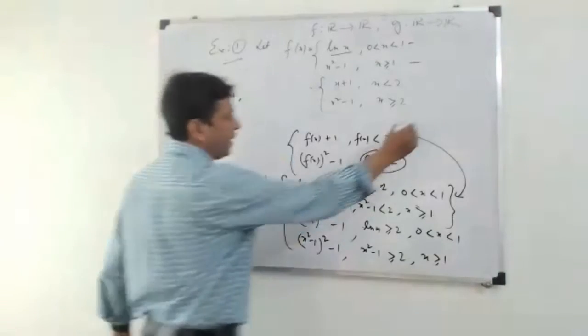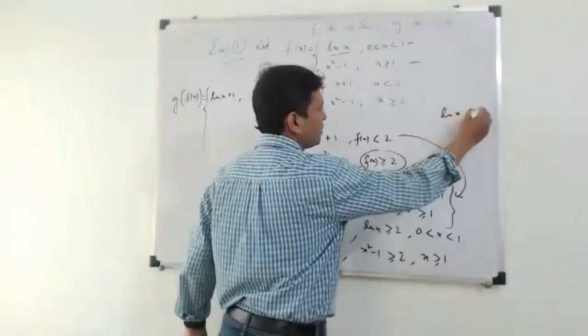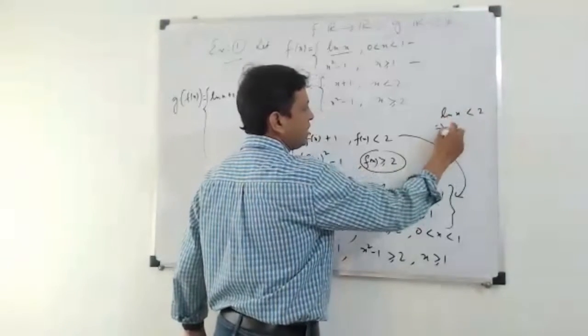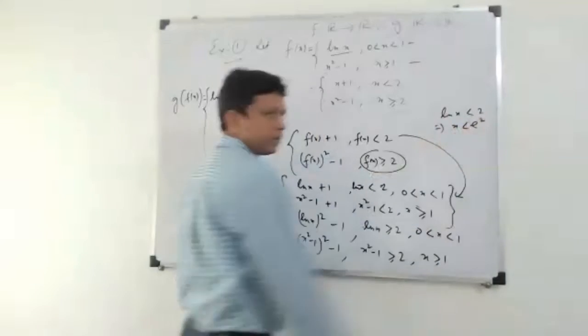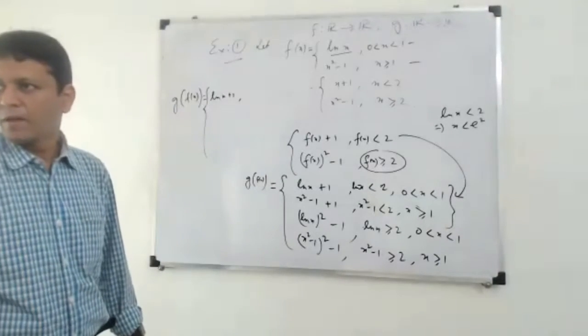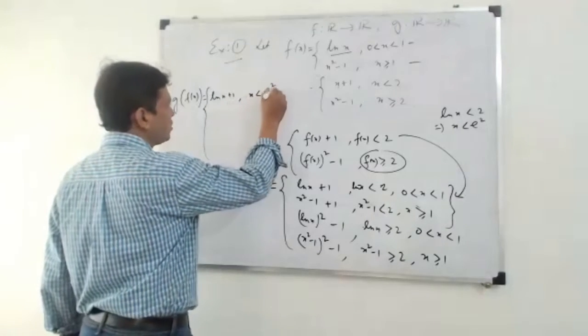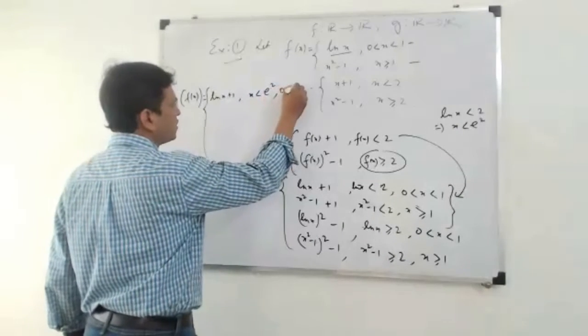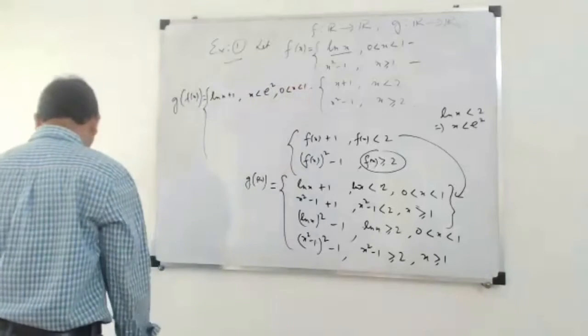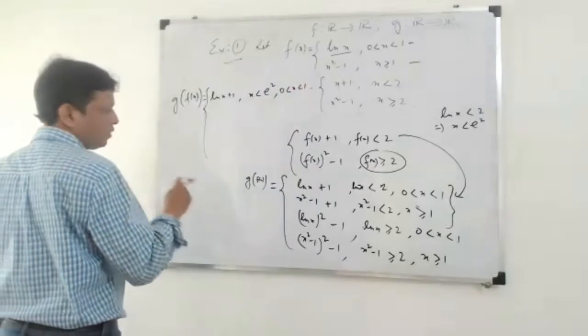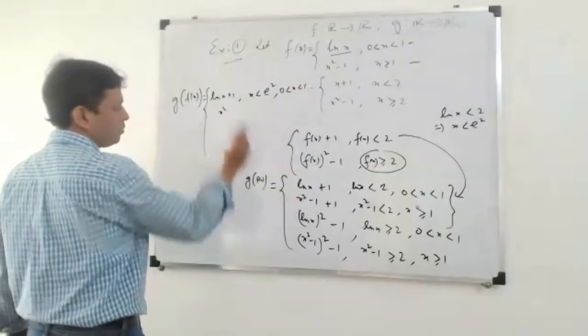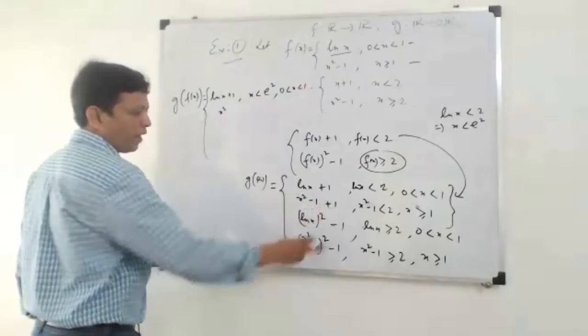ln x less than 2, base is e, so x is less than e square. Applying logarithm, x less than e square, 0 less than x less than 1, right? Okay. What about this one? x squared minus 1 plus 1 got cancelled. What is the value here?